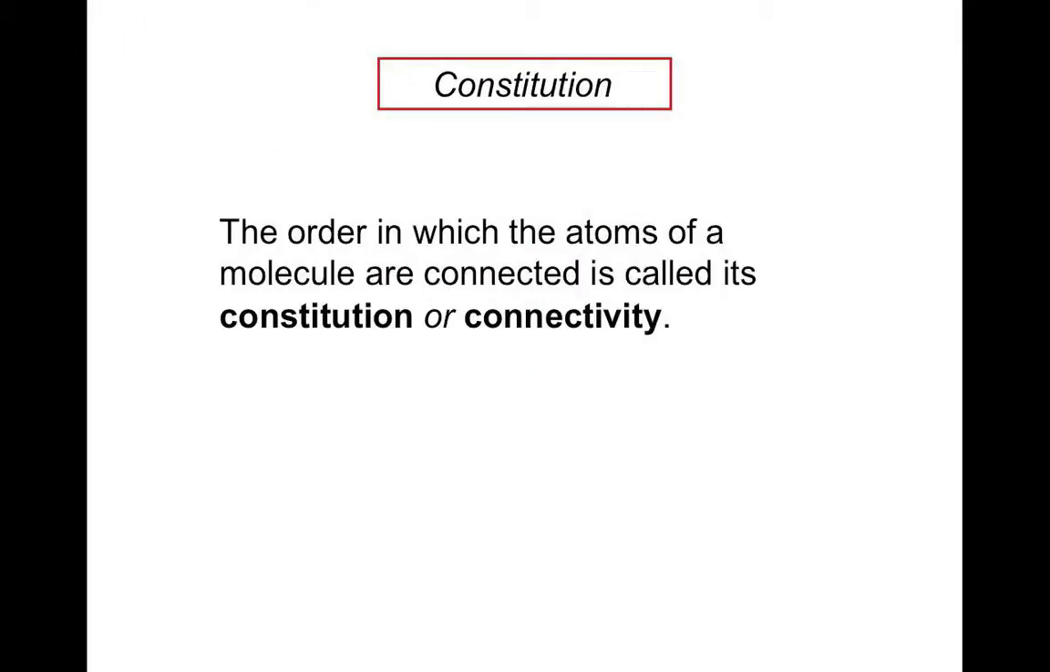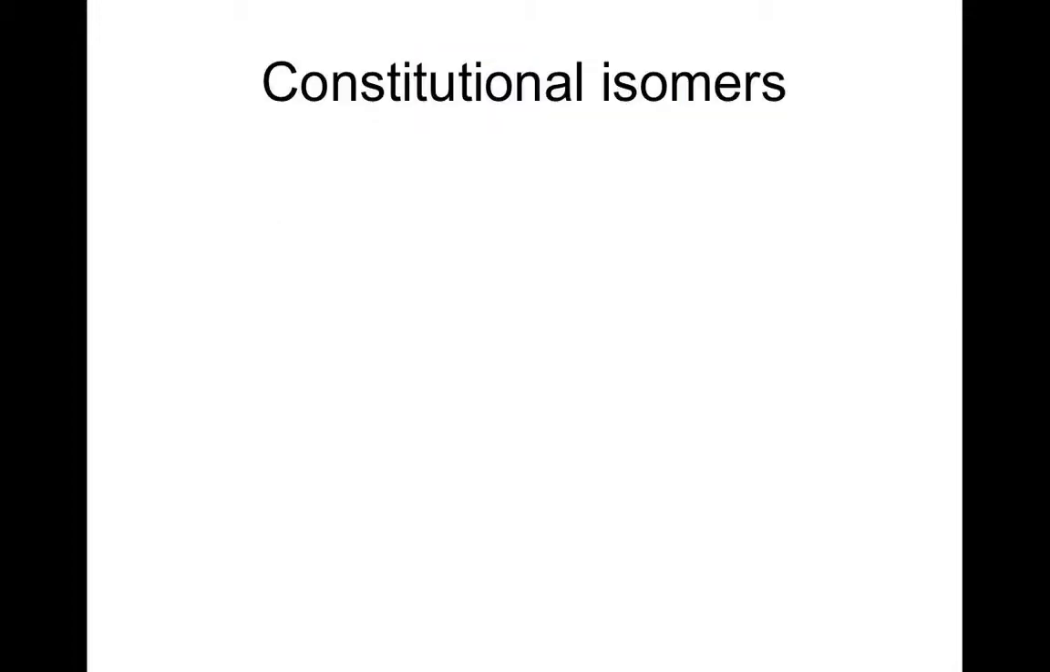Understanding how to draw Lewis structures and to calculate formal charges is important because it forms the basis of our understanding of molecular constitution or connectivity. Constitution refers to how atoms are connected together in a molecule. Understanding constitution is important because molecules that have the same molecular formula may differ in connectivity. Such molecules are referred to as isomers.